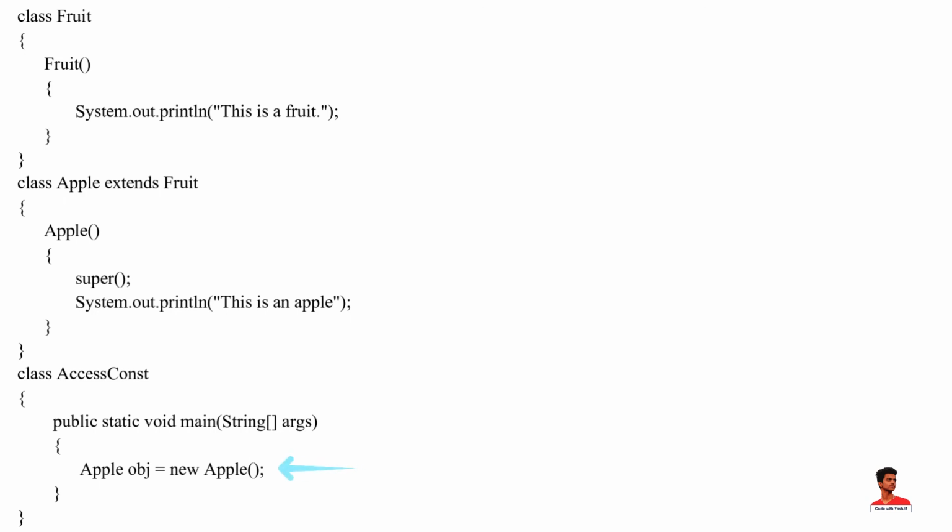Here, when an object obj of the Apple class is created, it automatically calls the default or no-argument constructor of that class. Inside the subclass constructor, the super() statement calls the constructor of the superclass and executes the statements inside it. Hence, we get the output, this is a fruit.